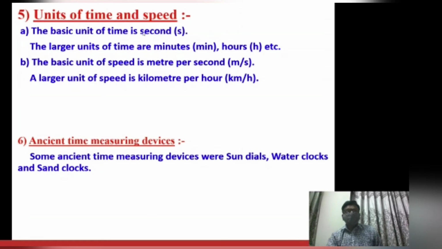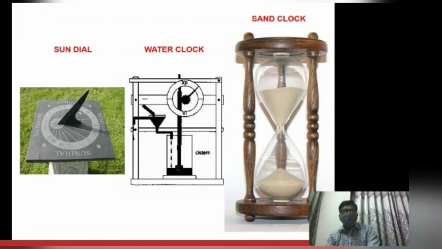Units of time and speed. The basic unit of time is the second; larger units of time are minutes and hours. The basic unit of speed is meter per second. The larger unit of speed is kilometer per hour. Ancient time measuring devices were sundials, water clocks, and sand clocks.